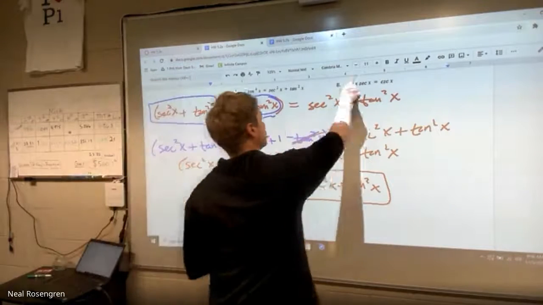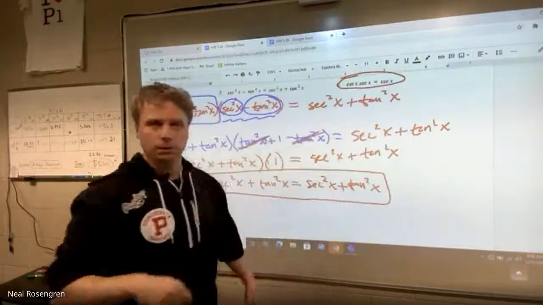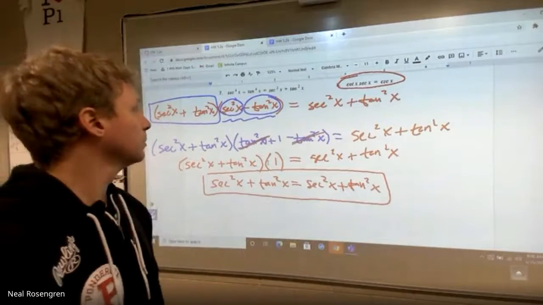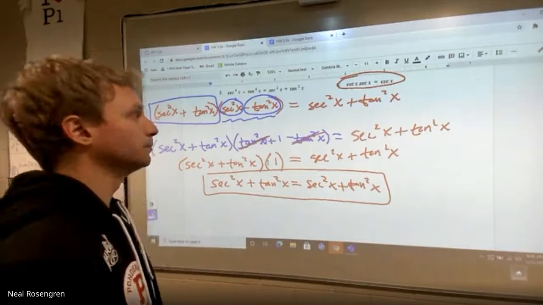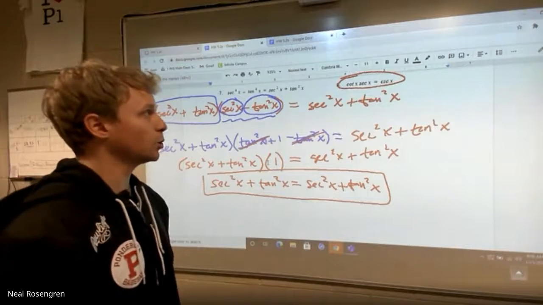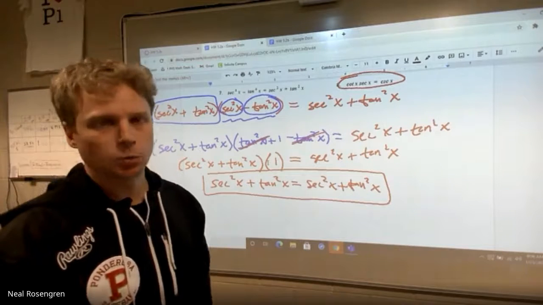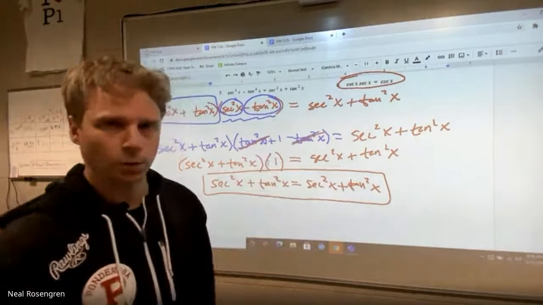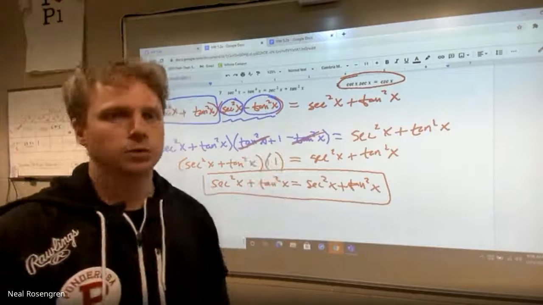Number 8 should be really similar to what we've been doing with number 1, number 2. Change everything to sine and cosine, see what you get. So cotangent would be cosine over sine. Secant is 1 over cosine. The cosines would cancel out. 1 over sine. Okay, perfect. Cosecant.